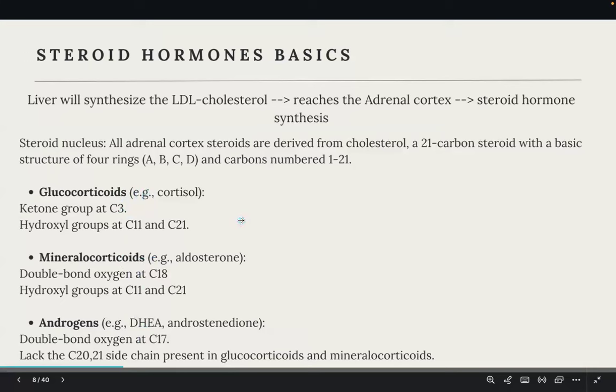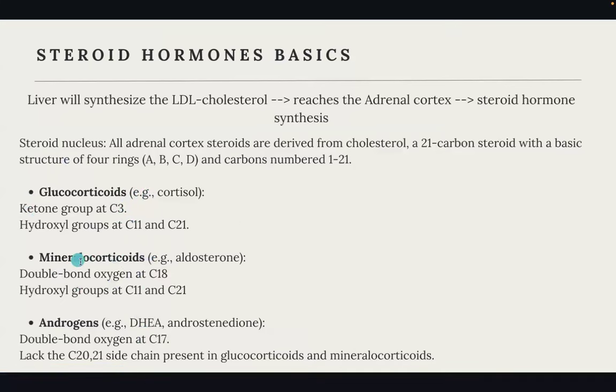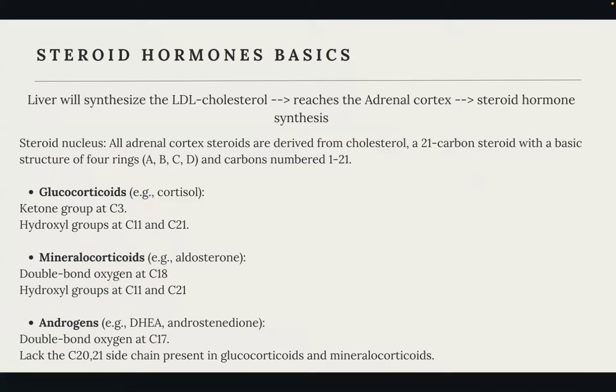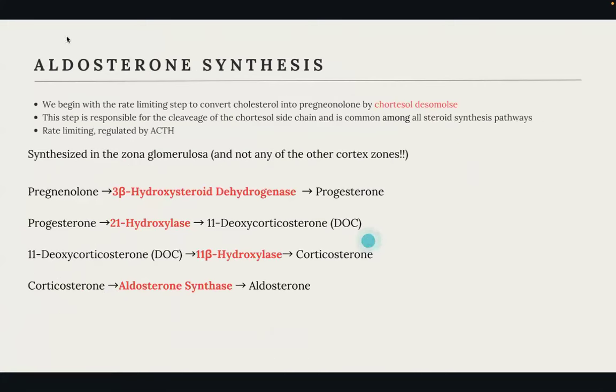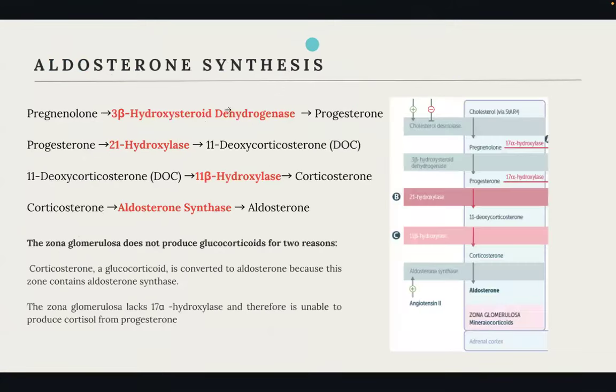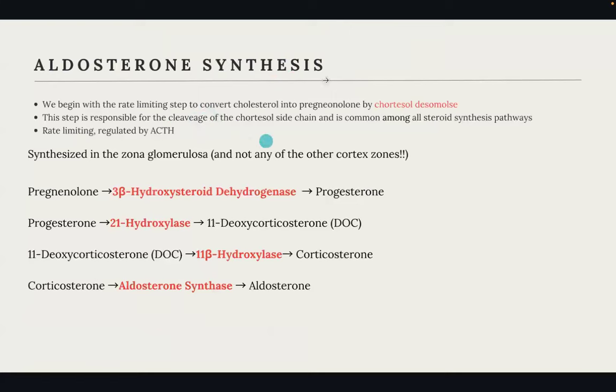Honestly, all I care about is that glucocorticoids and mineralocorticoids are 21 carbon, while androgens lack the C20 and C21 because it gets cleaved. And we will be discussing those a lot more in detail. After discussing the pathway, you read this, you'll understand it. It will make a lot of sense. So now let's begin with the synthesis. Again, we begin with cholesterol desmolase, no matter what enzyme or what hormone we're talking about.